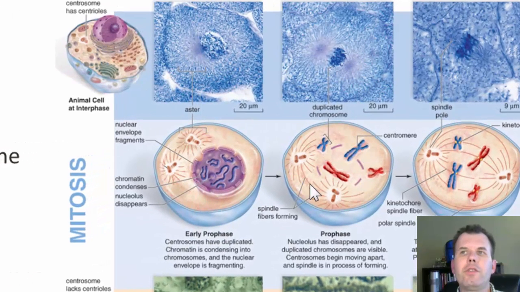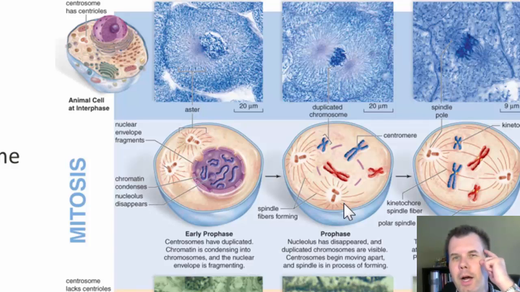Now in this cell representation, it shows 4 chromosomes. I want you to remember that in your mind as we go through this. We have 4 duplicated chromosomes. In humans, we'd have 46, just to give you an approximation there.